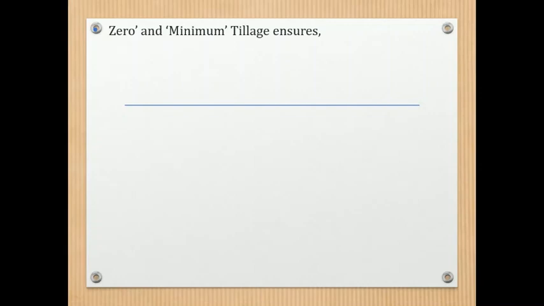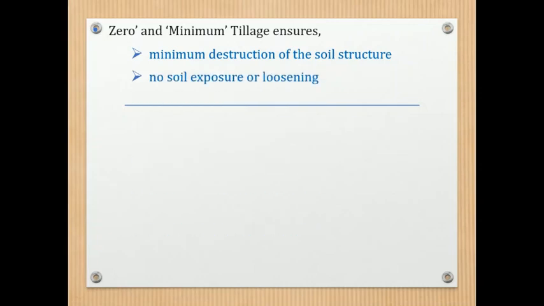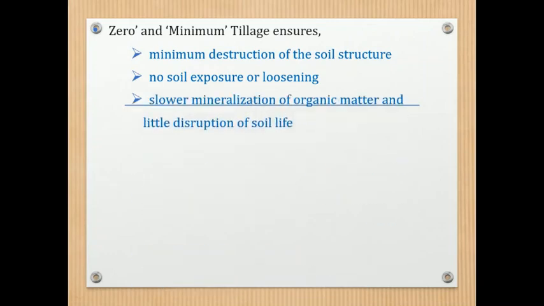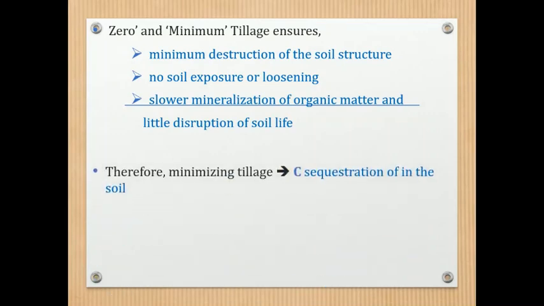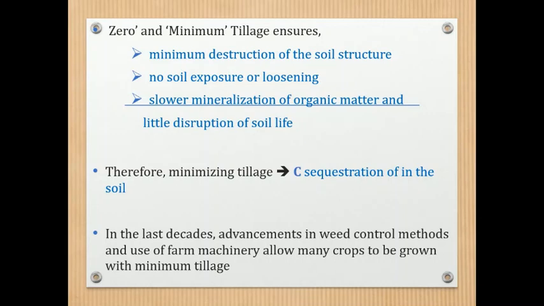Zero and minimum tillage ensures minimum destruction to the soil structure, no soil exposure or loosening, slower mineralization of organic matter, and little disruption of soil life. Therefore, minimizing the amount of tillage promotes sequestration of carbon dioxide in the soil. In the last decades, advancements in weed control methods and farm machinery now allow many crops to be grown with minimum tillage practices.